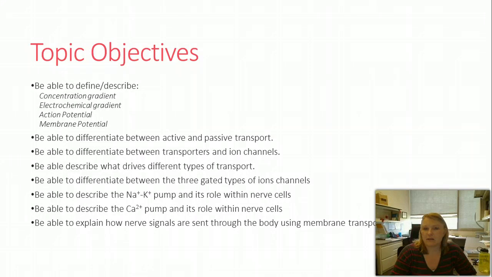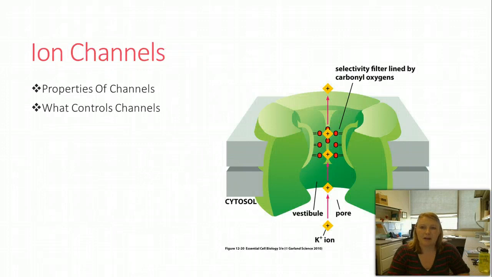Here are your objectives for this topic. Some of them overlap a little bit with the last topic, but it's important that you understand how this topic and the last topic compare to each other and how they work together. So let's first talk about ion channels. We're going to talk about what the properties of ion channels are and how they're controlled.